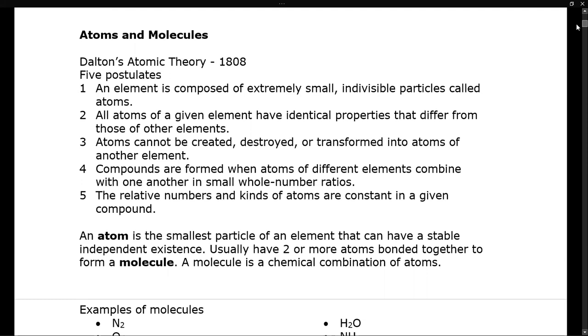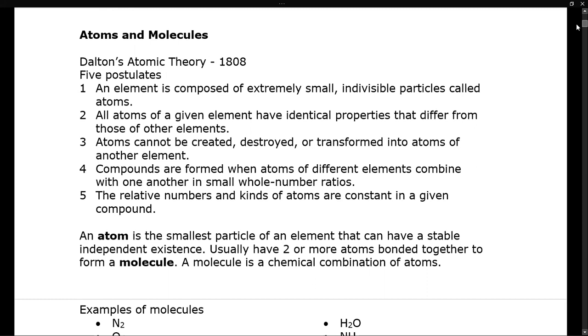Some of that may or may not be as true as they once thought it was, but for an ordinary chemical reaction, these things are pretty much true. Once you get into a nuclear reactor and you're splitting the atom, obviously some of these things kind of fall apart. The element is composed of extremely small, indivisible particles called atoms, right? If you're splitting the atom, that's not quite true, but for an ordinary chemical reaction, that will work. Atoms of a given element have identical properties and differ from those of different elements. Sure, we can buy that one.